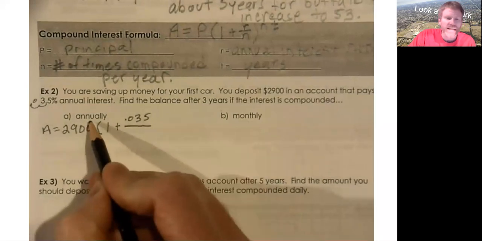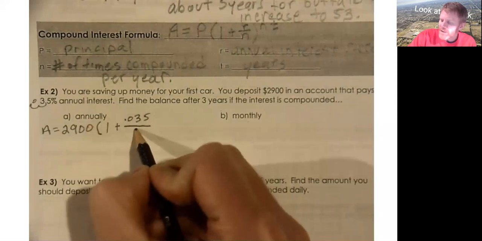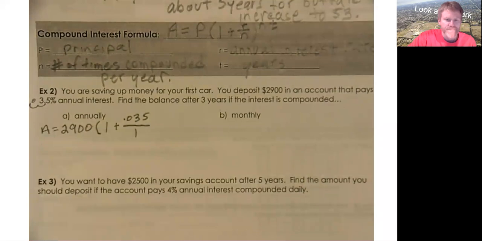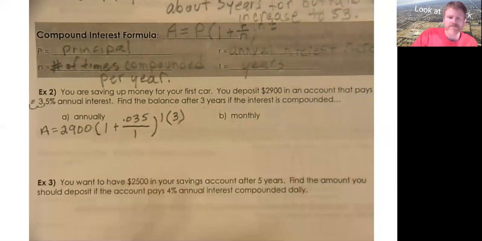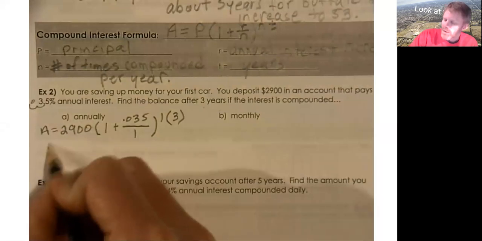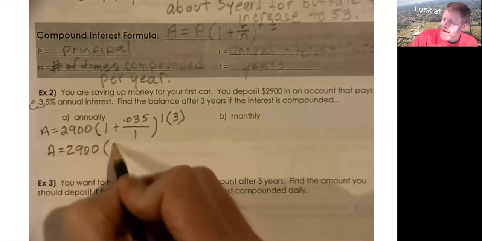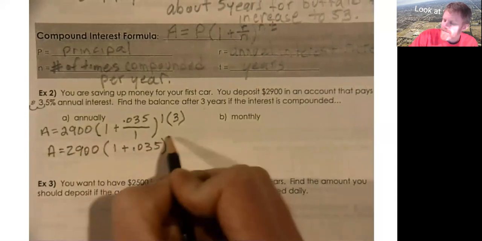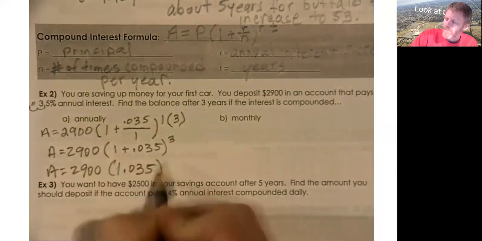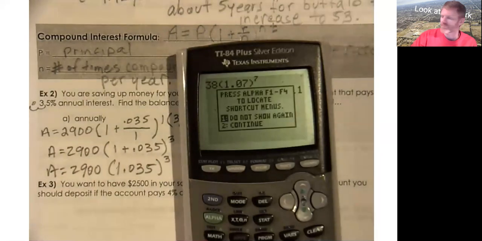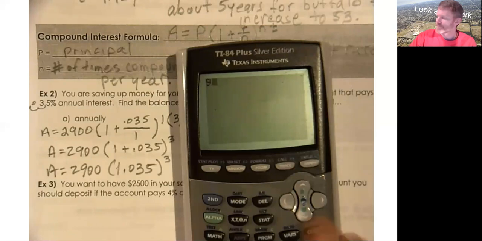Now they want us to compound it annually. If you're going to compound it annually, you don't really need to use a compound interest formula because you're just dividing by 1. And it's 1 times your 3 years. So the ones are pretty irrelevant. So really, this now goes back to your exponential growth equation. So we have our 2,900, $1.035 raised to the 3.